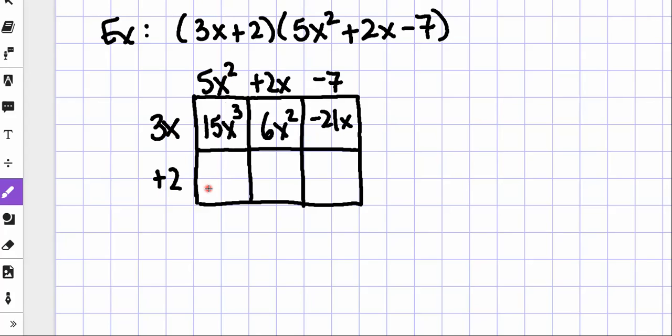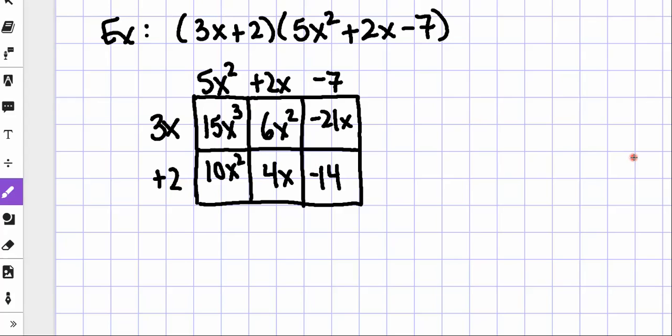5x squared times 2 is a 10x squared. 2 times a 2x is going to be a 4x. And the last box is going to be 2 times negative 7, which is a negative 14. So what's basically happening is this whole first row is going to be 3x times the 5x squared, 3x times the 2x, and then 3x times the negative 7. That's how I got each of these. Then the second row, I'm taking 2 times 5x squared, and 2 times 2x, and 2 times a negative 7.